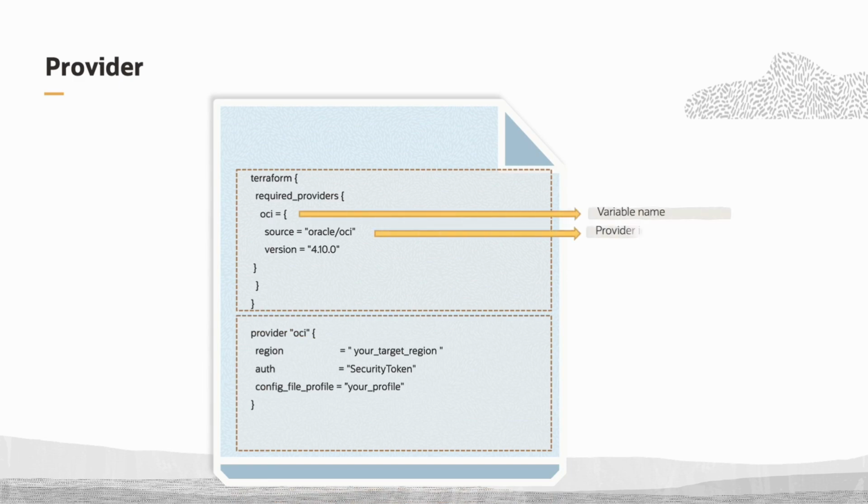The required provider block is the same as the previous example, but the provider block is using a different type of authentication, token-based in this case, and different parameters are provided.